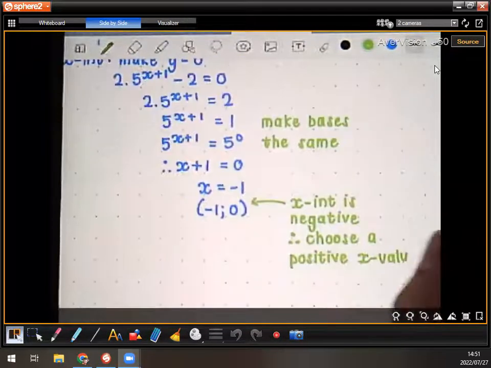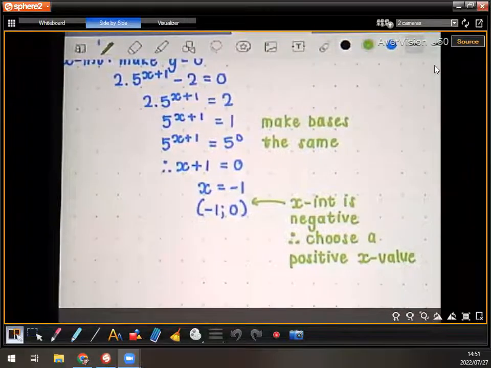Oh, sorry. We need one positive point and one negative point. All right, so whatever your x-intercept is, if it's negative, you're going to choose a positive one. In the previous question, we had to choose a negative and a positive one because we didn't have an x-intercept. But now we just need to choose a positive x value.